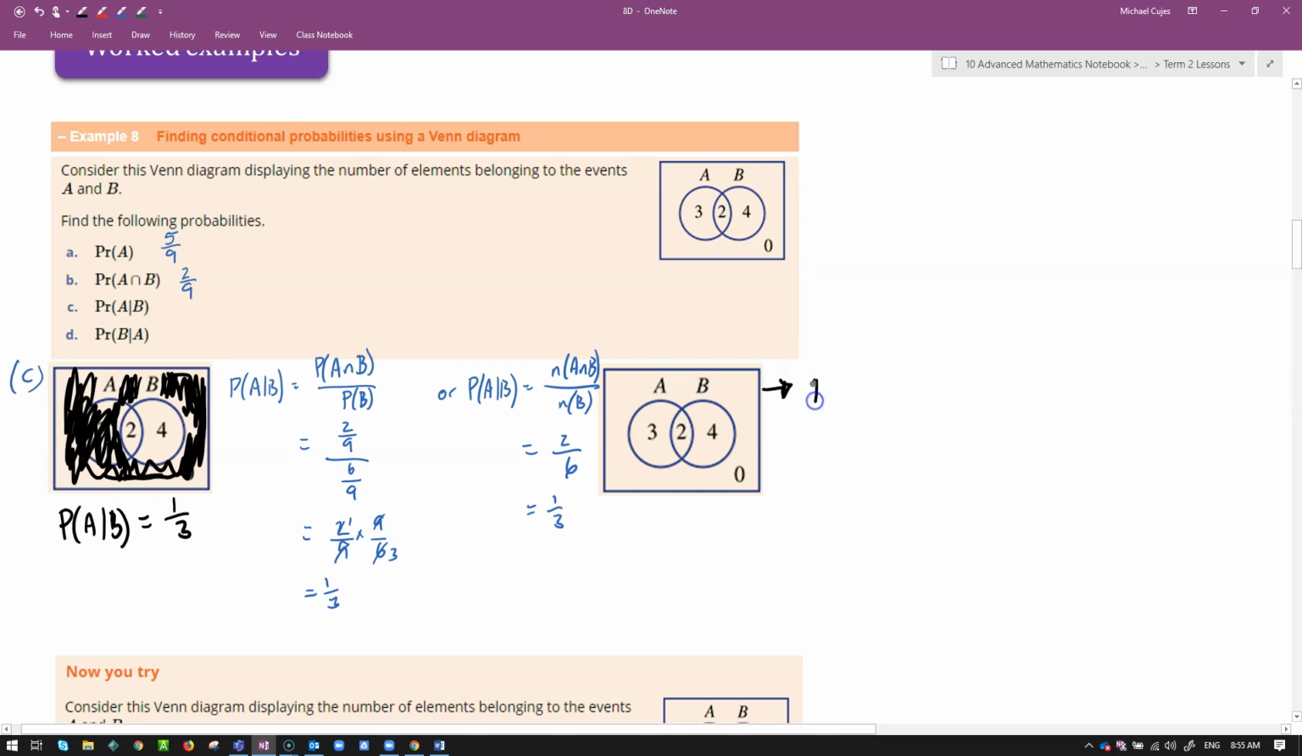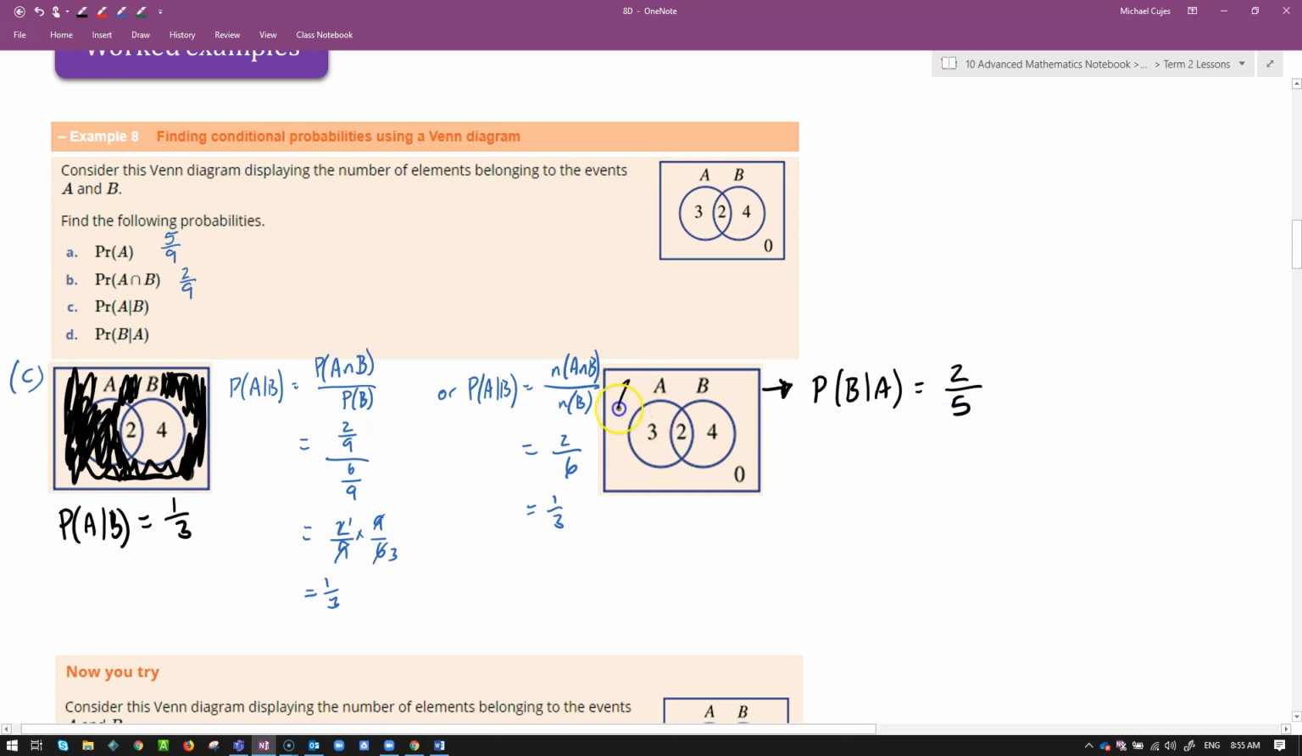Probability of B, given that we know A is true. So I'm only looking inside circle A. How many of the elements inside circle A are also in B? There are 2 of them. How many are inside circle A altogether? 3 plus 2 is 5. So 2 out of 5.